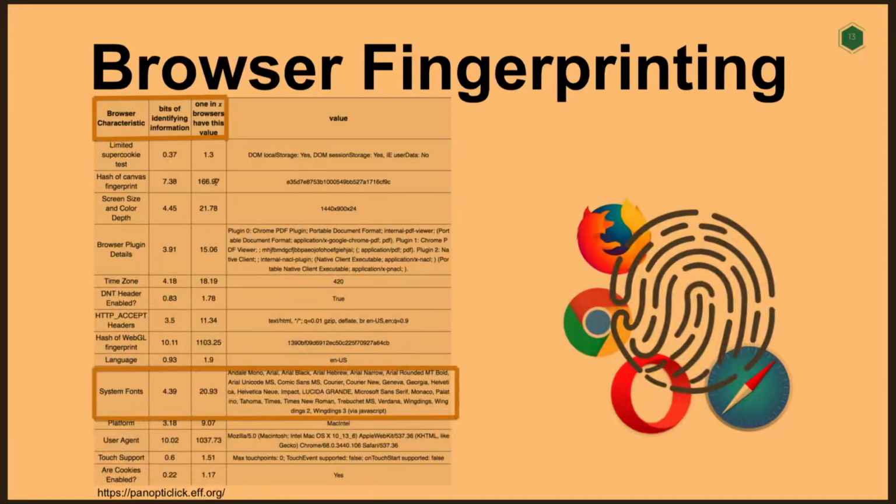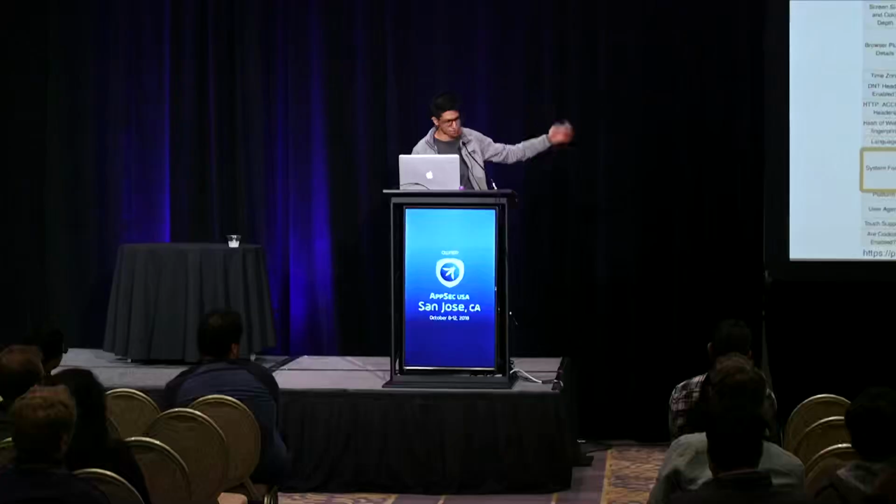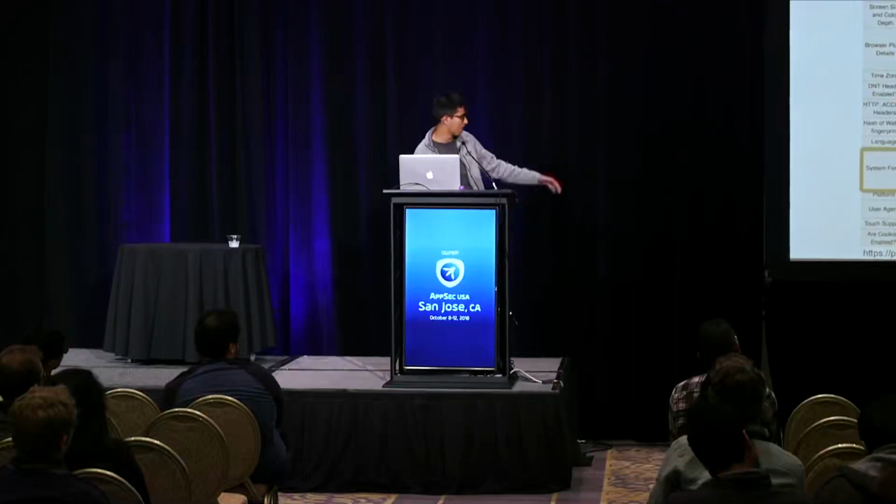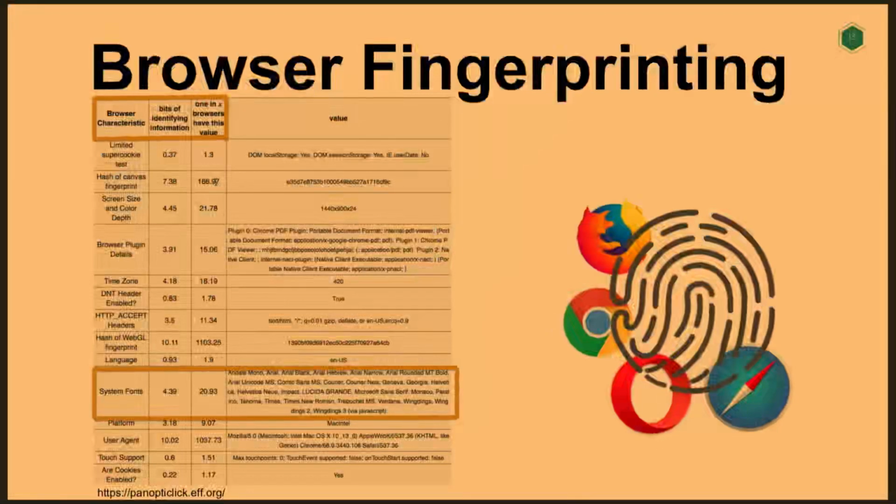This is a screenshot from the site panopticlick.eff.org, where you can go to the site and test your browser, and it will give you back your browser fingerprint. This is the browser fingerprint of my Chrome browser, for example. You have the list of browser characteristics you're trying to fingerprint on the left-hand side. For example, system fonts. Here, you're looking for the set of fonts installed on your operating system. On the right-hand side, you have the values. These are all the fonts installed on my system.